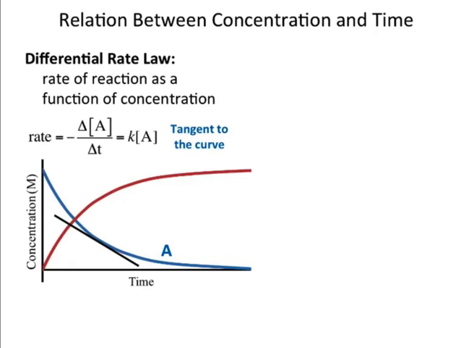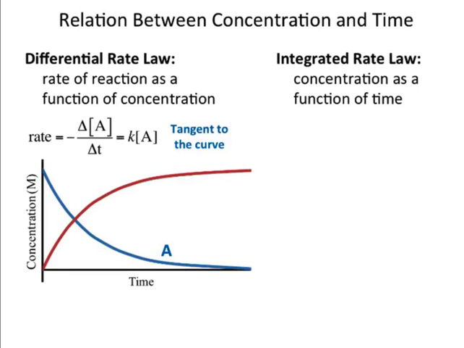So for example, your rate is equal to the change in A at some time, and we've noticed that's equal to a rate law constant times the concentration. But this gives you the rate, the slope of this line at some point in the curve. Well, you're taking calculus. You know that derivatives give you the change in things, and before you take the derivative, you get the thing itself, right? So if we take this derivative and integrate it, we get what's called the integrated rate law.